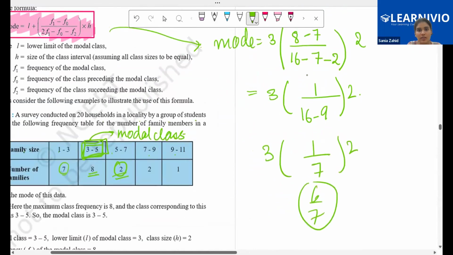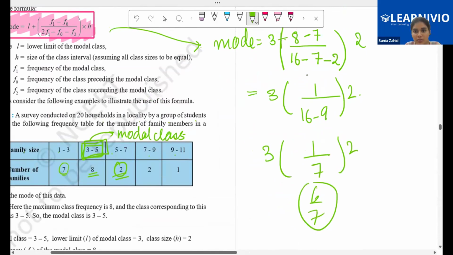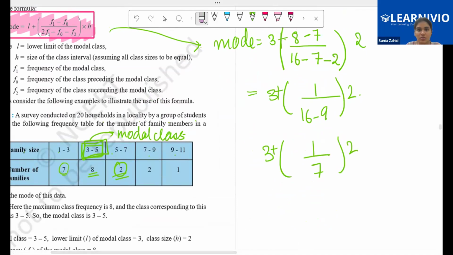Oh no, wait, we did one thing wrong. It's plus. So you do 3 plus 2 by 7, right? And then you can calculate your answer.